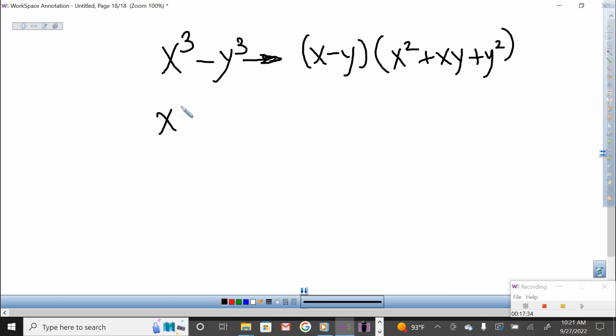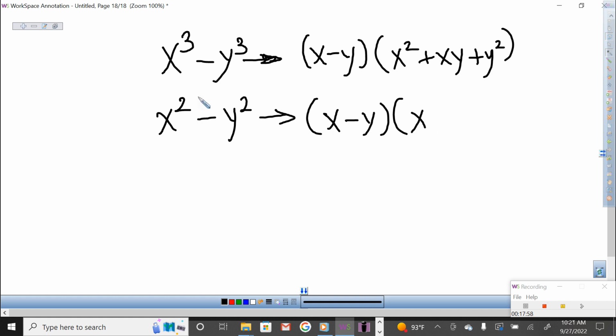Let's go. How about this one? X squared minus y squared. Tell your neighbor what that becomes again, please. Amber, go. X minus y. No, this is a squared. So therefore, x minus y, x plus y, or x plus y, x minus y. Okay?